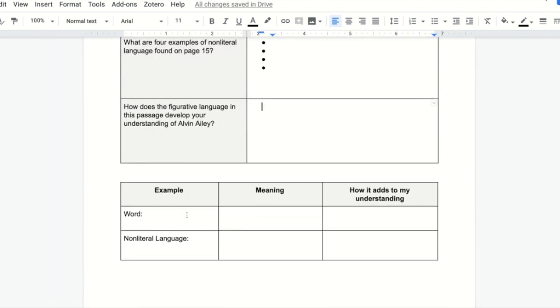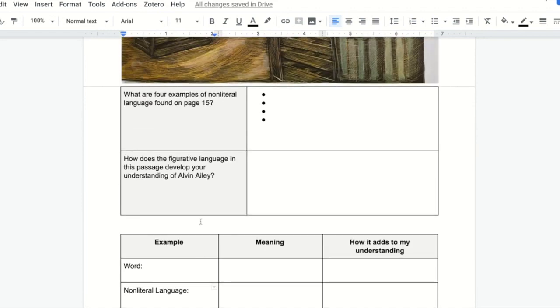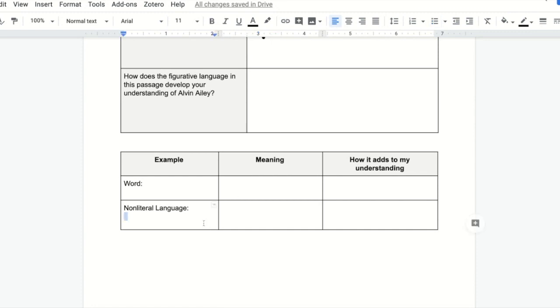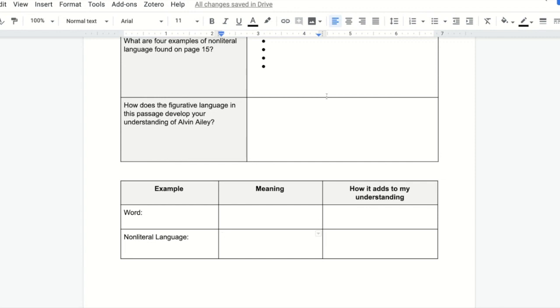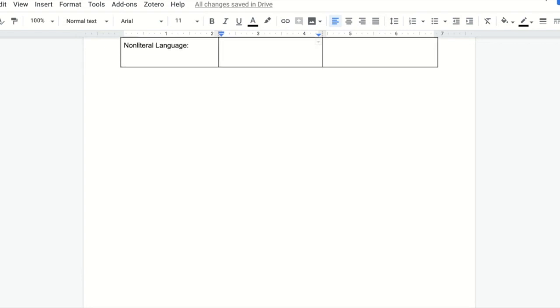Finally, this chart, I want you to pick one of the words from page 27, that last paragraph, one of the words that I circled. I want you to write down the word, what that word means, and how it added to your understanding of Alvin Ailey. Then I want you to write one of the examples you picked from up here, and I want you to write it here. Tell me the meaning of that figurative language, what it means to you, and how it adds to your understanding of Alvin Ailey.